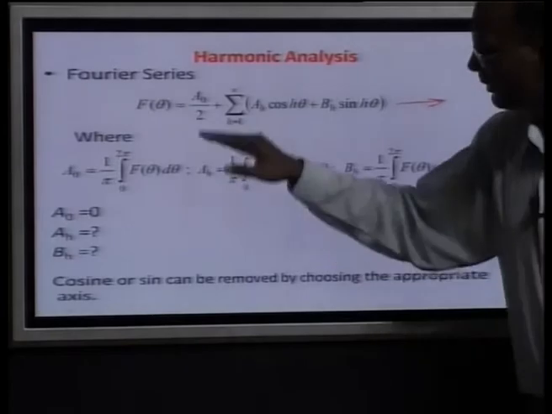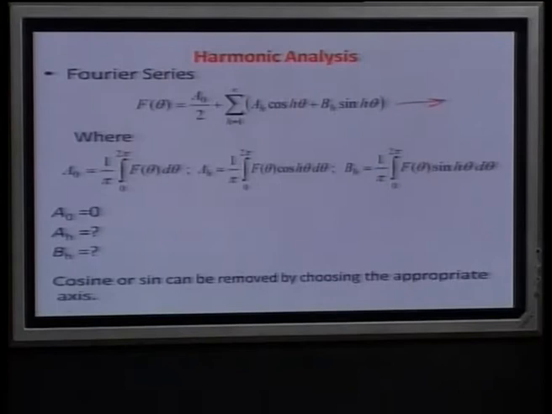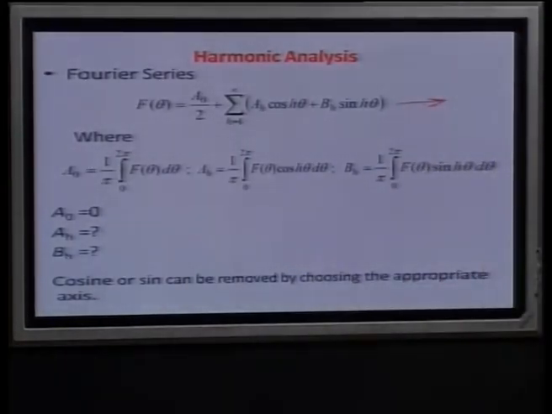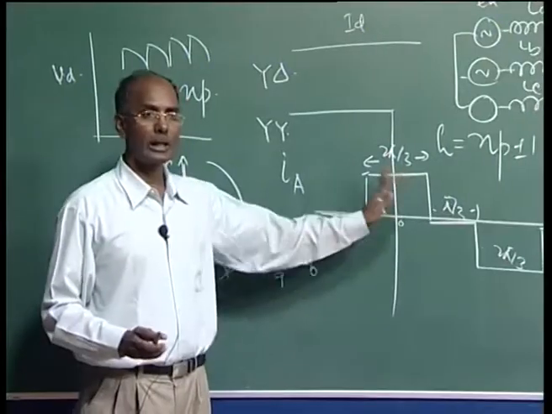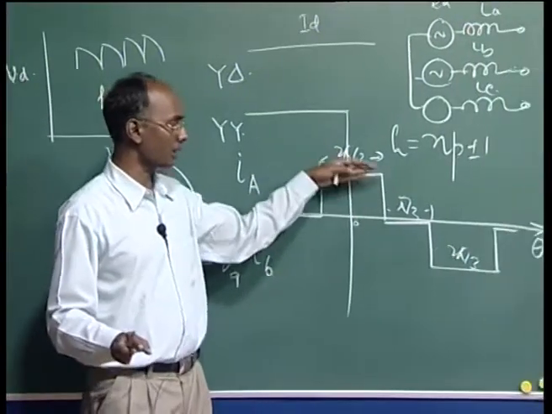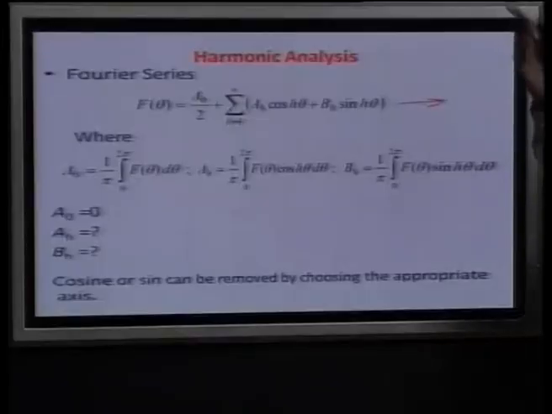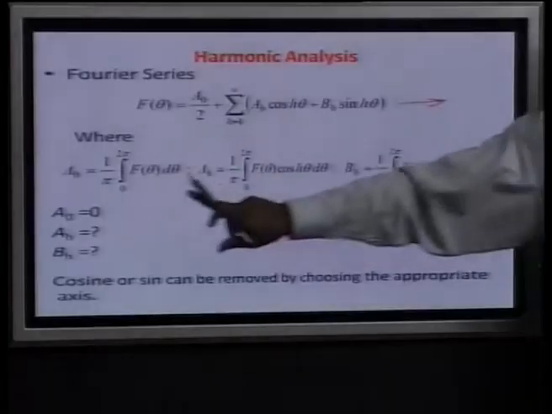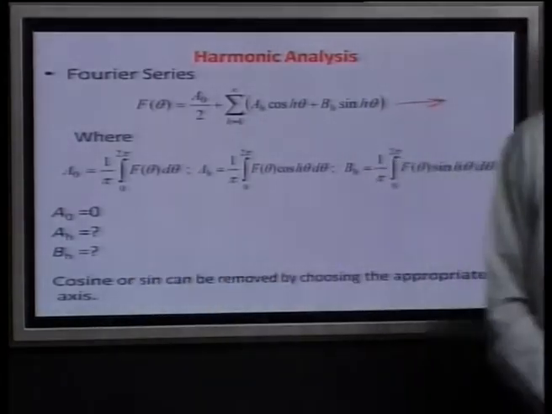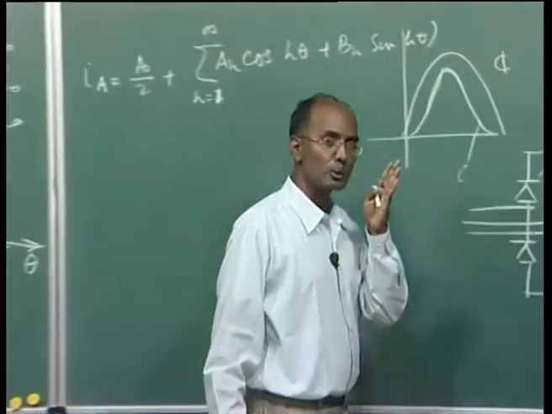Now, with that diagram we have to determine the A naught, AH and BH components. A0 can be easily understood by looking at the figure, because when you average over one cycle it is 0. Whatever the upper part is, the lower part has the same area, so when added, the average is 0. So for this case it is 0. Now, we have to go for AH and BH, which basically depend upon where you are choosing your axis.